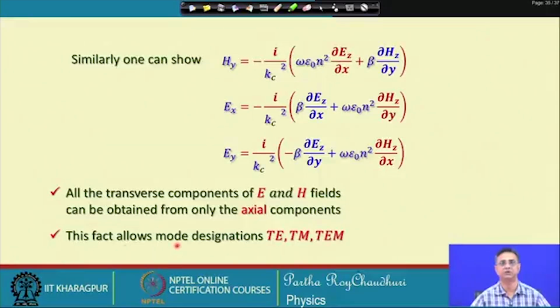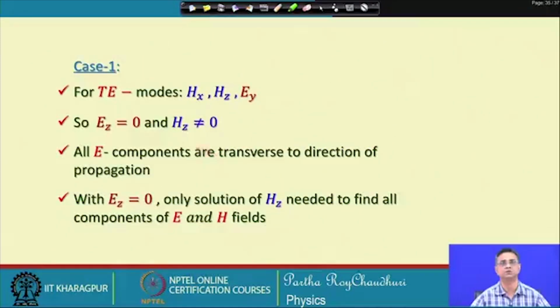This fact allows mode designation TE, TM and TEM, because whether you have a transverse electric field, a transverse magnetic field, or both transverse electric and magnetic fields. So, this is the fact which tells you how. So, case 1, for TE modes you have Hx, Hz, Ey, and Ez equal to 0.